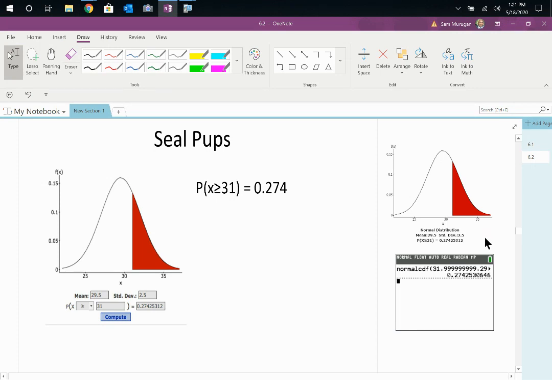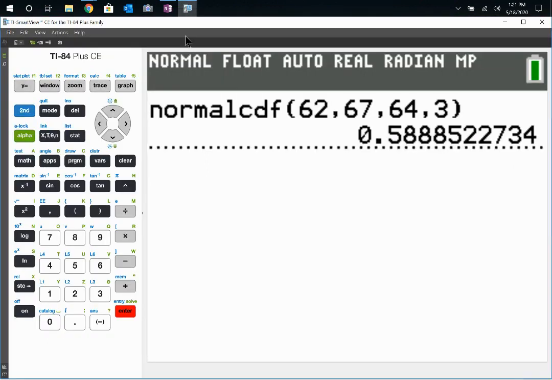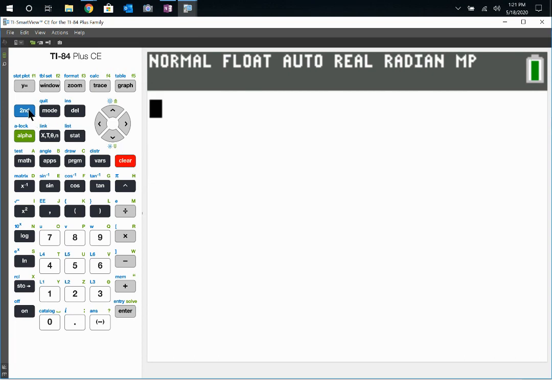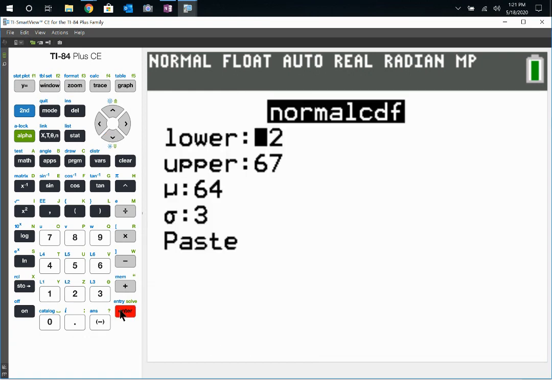Now, if you're putting this in the calculator, the process is a little different. So if we went to the calculator to do the same problem, second vars number 2, I would type in 31, and then the upper limit goes up to a really large number, right? Because it's to the right.